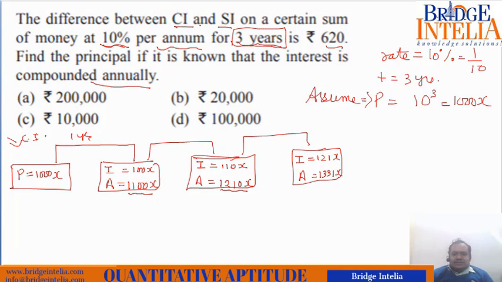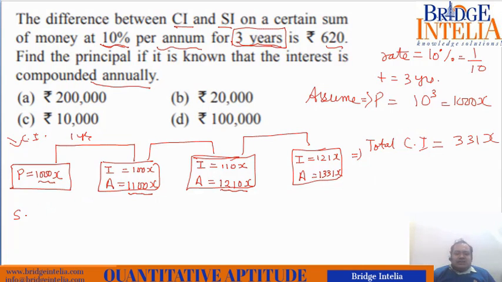The difference between CI and SI. So first we have to find the CI as well. So from here you can say that the total compound interest that you have earned is equal to 331x, because you deposited only 1000x, whereas you are getting back this much. So 331x, that extra you would be getting, is what the compound interest is.